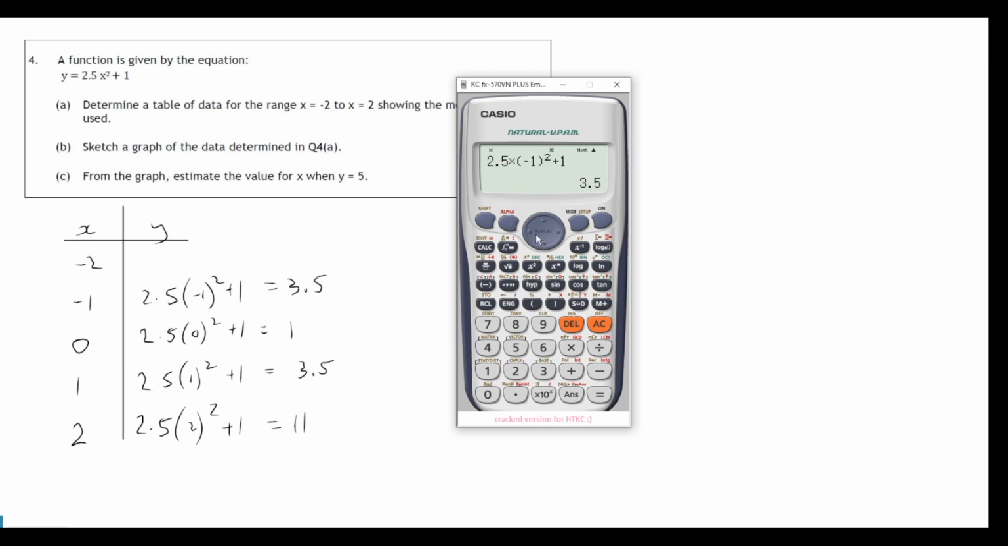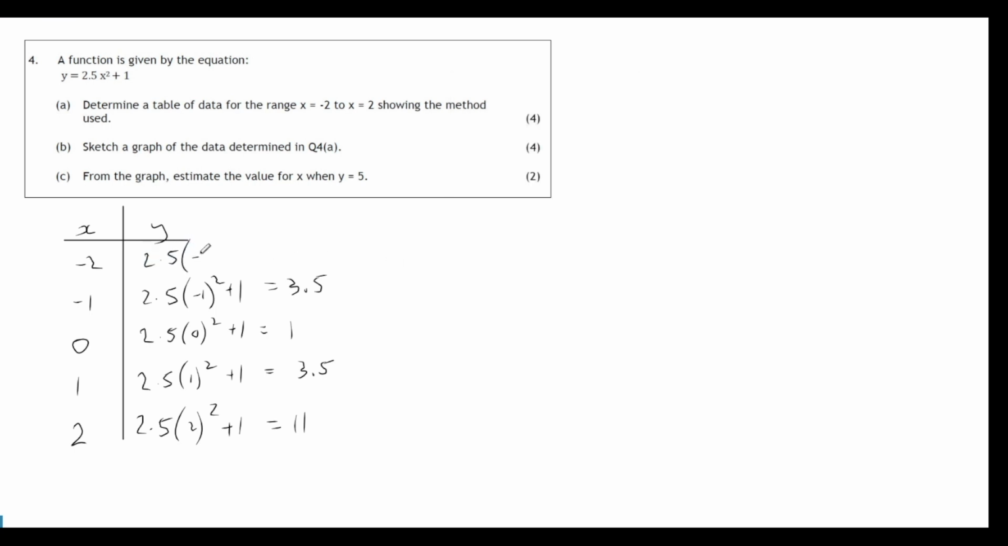In fact, I could have just done this to start with. We can just delete that, put a 2 in there. We get 11. 2.5 negative 2 squared plus 1 is equal to 11. So now we've got all these values, which is great. These are actually coordinates, like I said before. So it says sketch a graph. I probably should sketch it quite well. It needs to go up to 11.